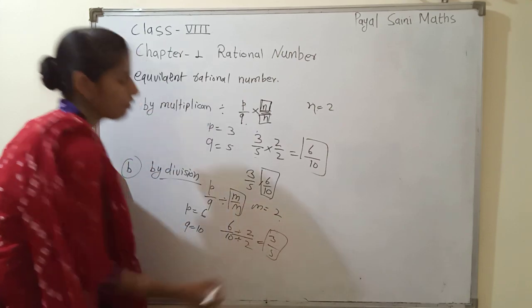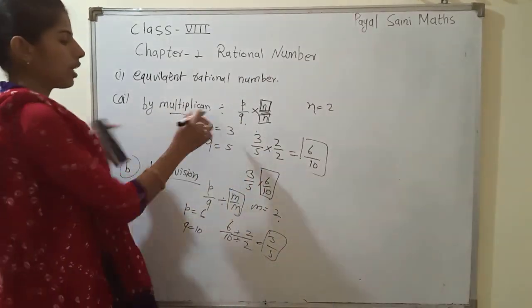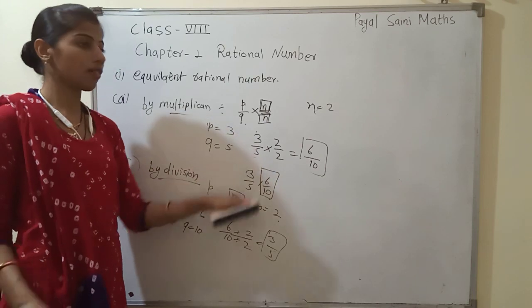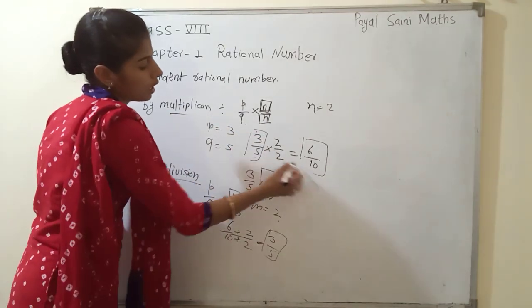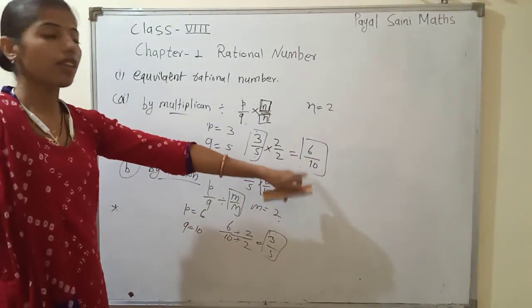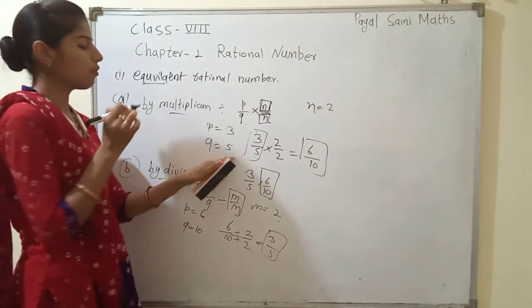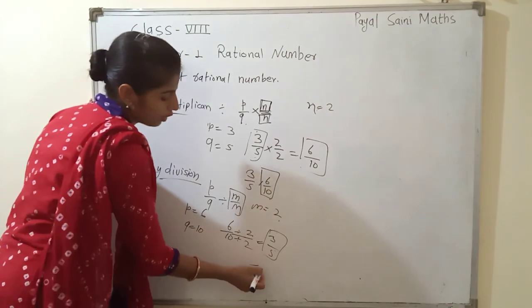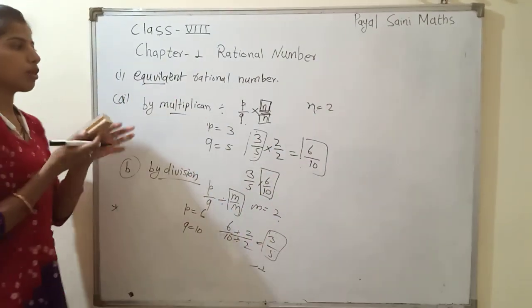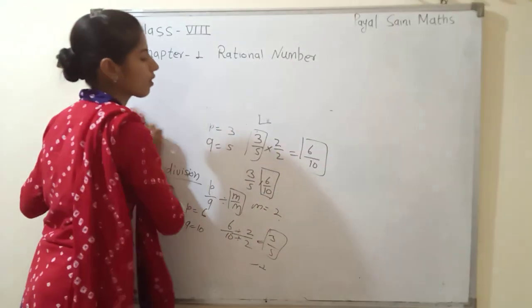Look here, 3 by 5, and in your multiplication, your answer is also 3 by 5. It means if we do it by multiplication, then the next rational number is also equivalent to your first rational number. Like that, your first topic, equivalent rational numbers, is completed.